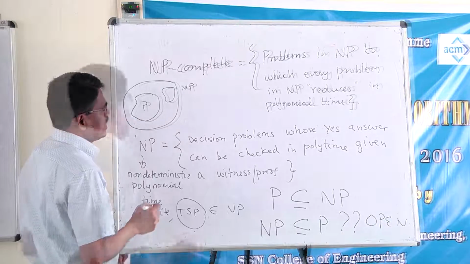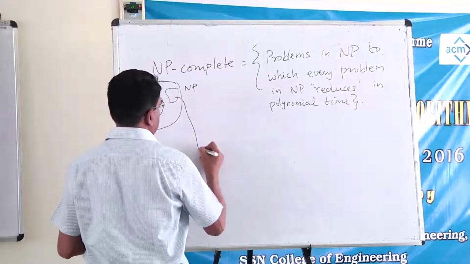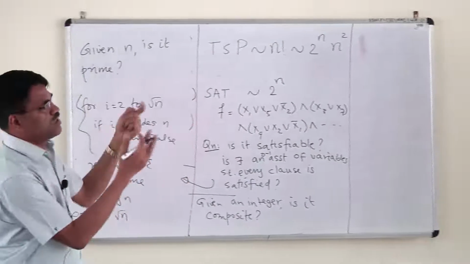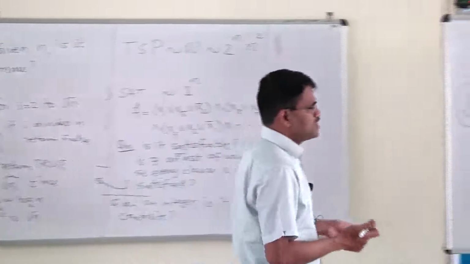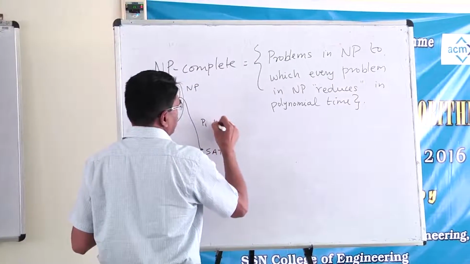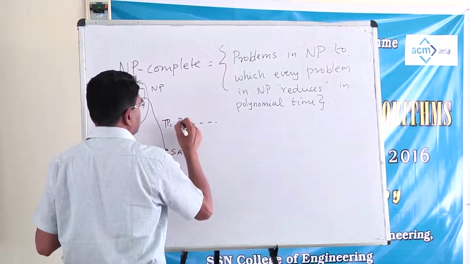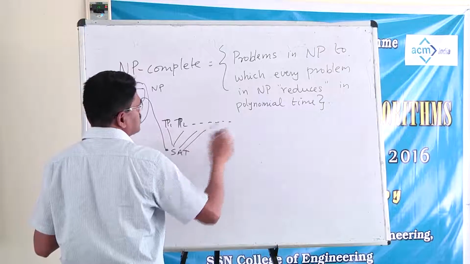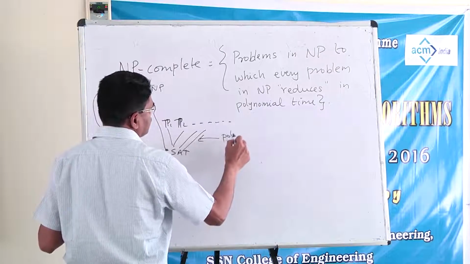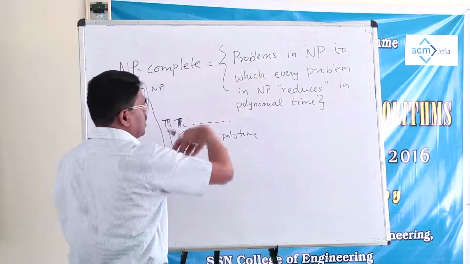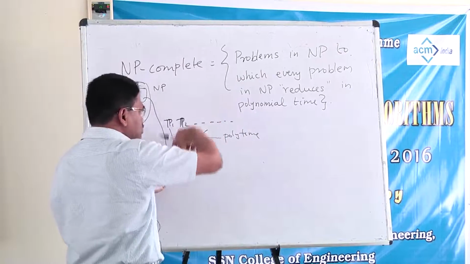So here is a problem. Let's say SAT, which I've written down here. Given a Boolean formula, is there a satisfying assignment? It's one of those NP-complete problems. What does an NP-complete problem mean? That every problem in NP, let's call them P1, P2, these are all maybe Phi 1, Phi 2, a lot of problems which are in NP, they all reduce to this problem in polynomial time. Problems in NP to which every problem in NP reduces in polynomial time.